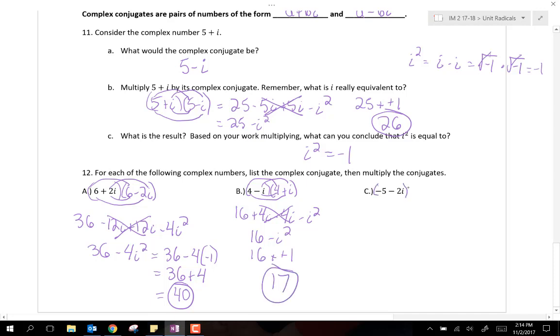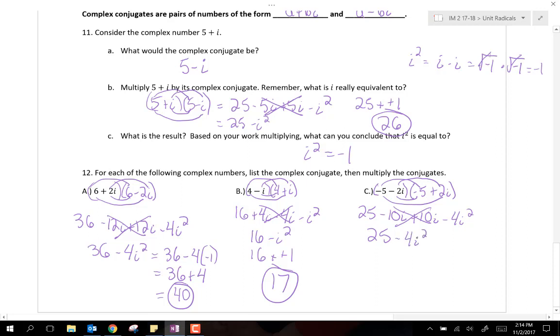Last one. Negative 5 minus 2i and negative 5 plus 2i. The sign on the 5 is still negative. The only thing we change is the one on the i term. So I'll multiply: negative 5 times negative 5 is positive 25. Negative 5 times 2i is negative 10i. Negative 2i times negative 5 is a positive 10i. And negative 2i times 2i is a negative 4i squared. So the middle terms cancel out like they should.